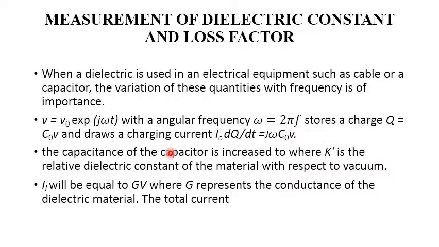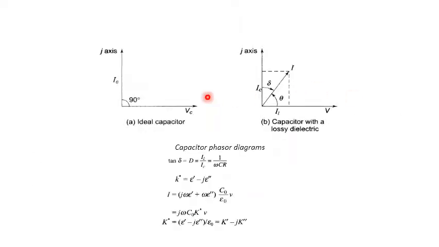Then the capacitance of the capacitor is increased to k times C0, where k is the relative dielectric constant of the material with respect to a vacuum. Then IL will be equal to G V, where G represents the conductance of the dielectric material. Then the total current can be written as I = IC + IL. IC is the charging current, and IL is the loss component of the current.